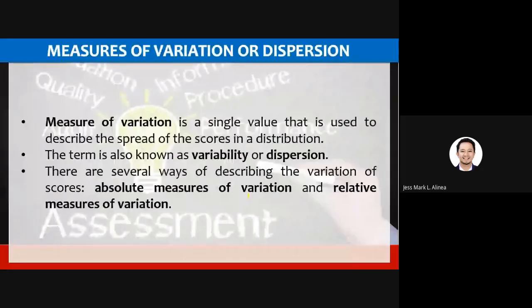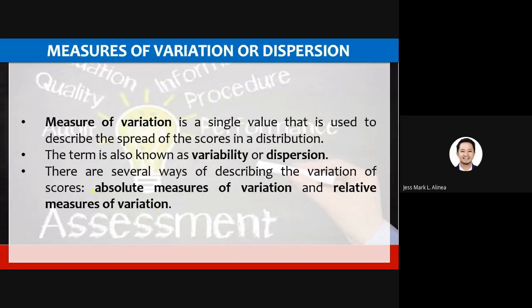Okay, so let's go to the measures of variation or dispersion. So, gaya ng sinabi kanina, a measure of variation is a single value that is used to describe the spreading of the scores in a distribution. The term is also known as variability or dispersion. So there are several ways of describing the variation of scores.